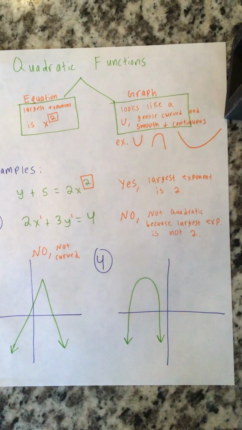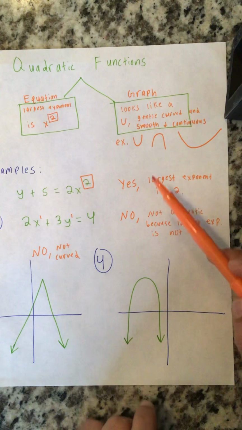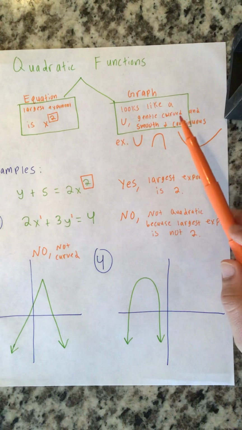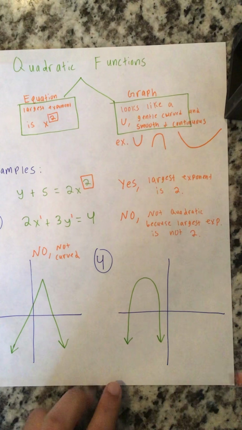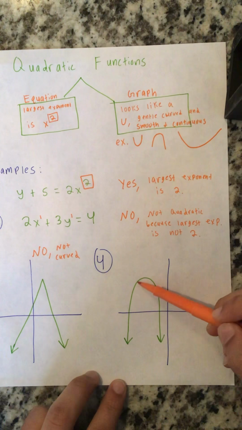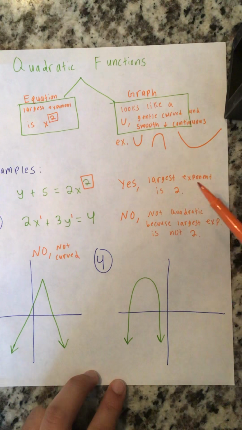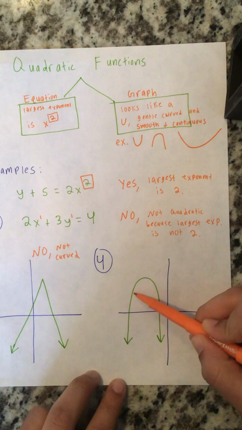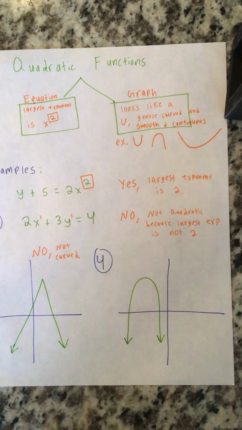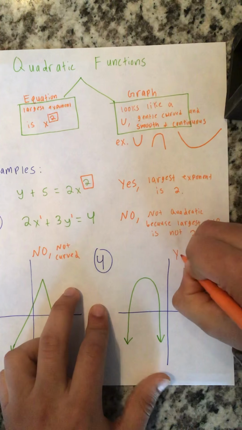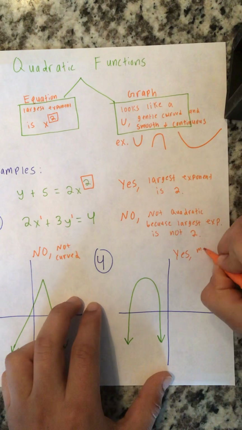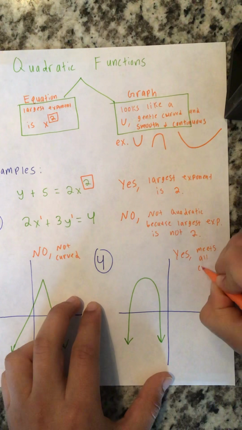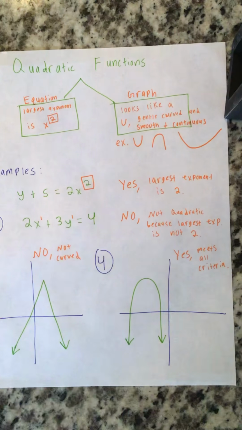Now if we go to number 4, same criteria. Does it look like a U? Is it gently curved? Is it smooth and continuous? Looking at number 4, it's a U, it's just upside down. Does it have a gentle curve? Yes, it goes up and then curves back down. Is it smooth and continuous? Yes, you can follow with your pen all the way up and then all the way back down. So this one, we're going to say yes. Number 4 is a quadratic function because it meets all criteria.